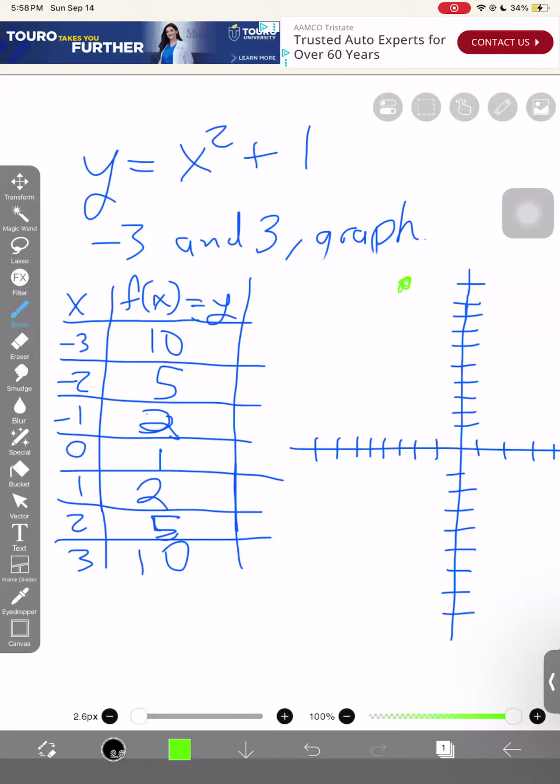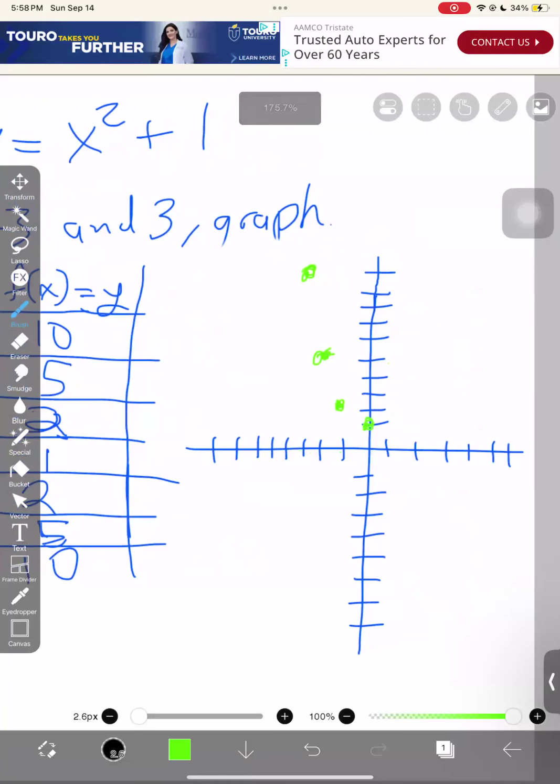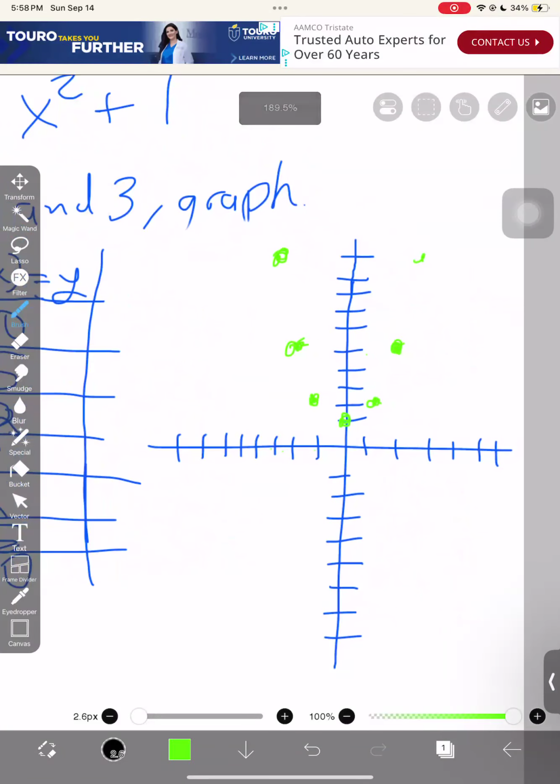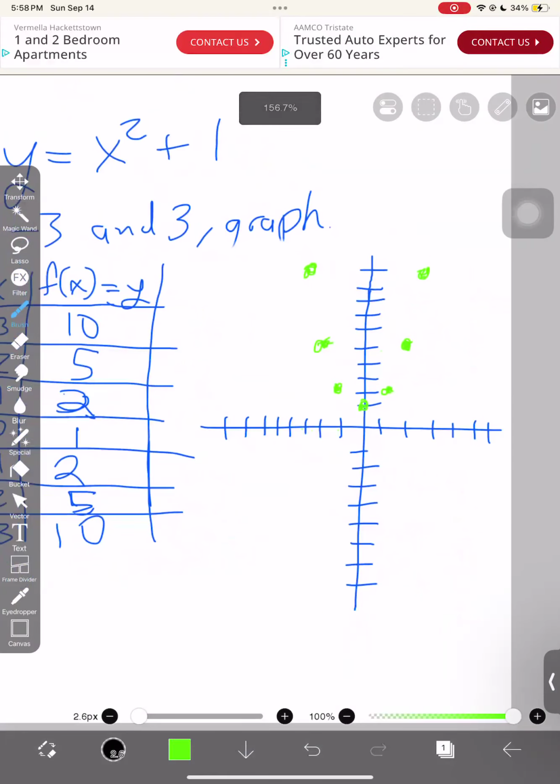All right, what's our next one? Negative 2, 5. So 1, 2, 3, 4, 5. Right over here. Next, negative 1, 2, 0, 1, which is right here. And then on the other side, we have 1, comma 2, 2, comma 5, and 3, comma 10 all over. Sorry, there's like a little speck on the tablet. All right, and then we draw our little graph. Right, and we kind of say it's increasing.